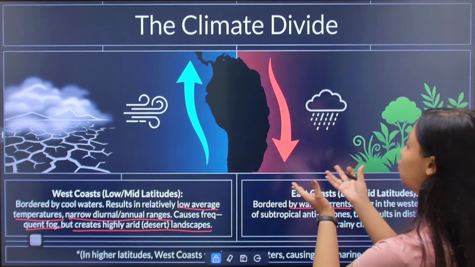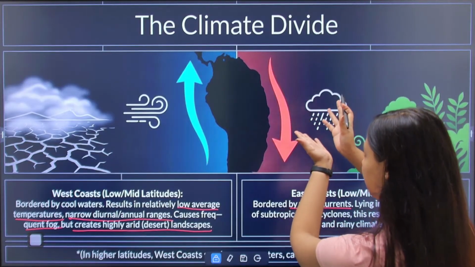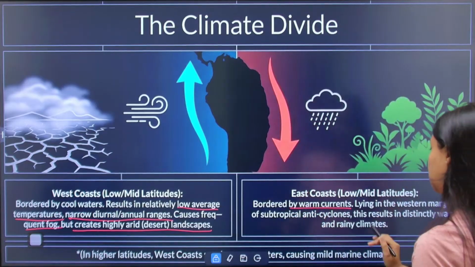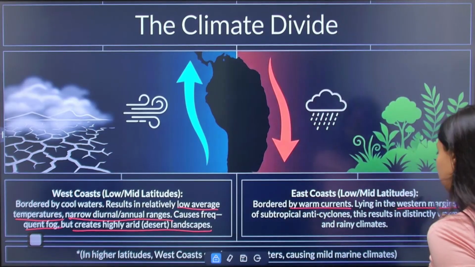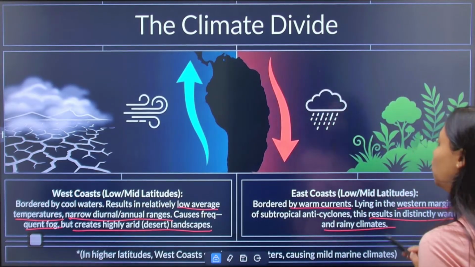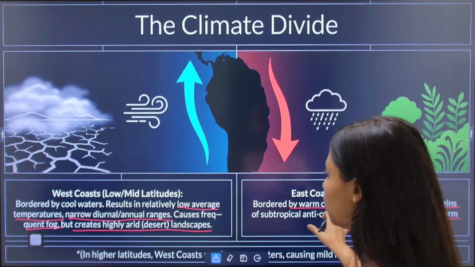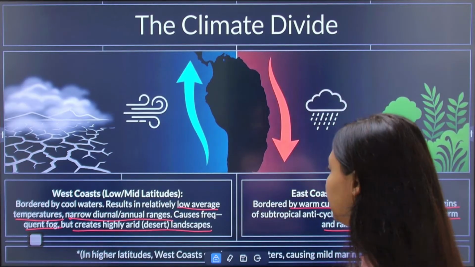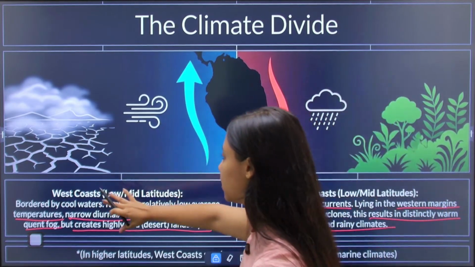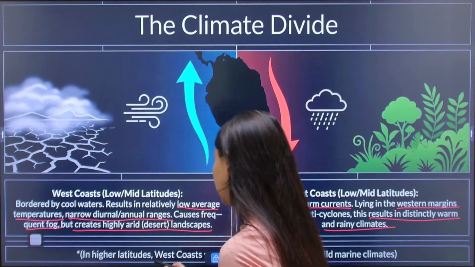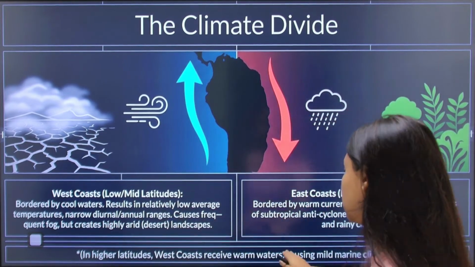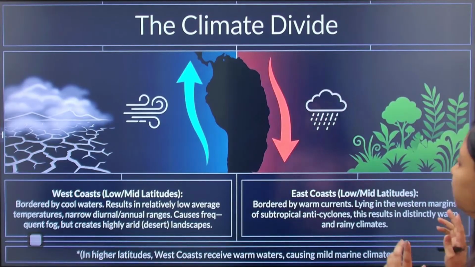We know that warm water will cause evaporation, right? Water vapor will be formed, it will collide somewhere and we will get precipitation or rainfall. Lying in the western margins of subtropical anticyclones, this results in distinctively warm and rainy climates. So the east coast of the continents in the low and middle latitudes gets a warm and rainy climate, and the west coast gets a cold and dry climate. In higher latitudes, what happens? The situation is reversed. In the higher latitudes, the west coast receives warm waters, causing mild marine climates.